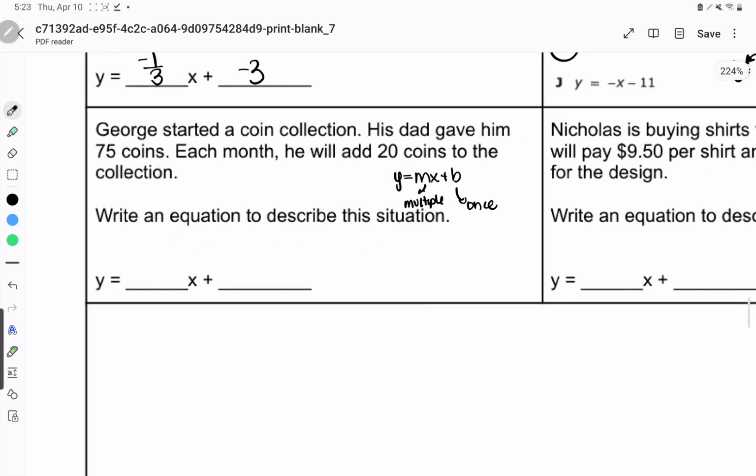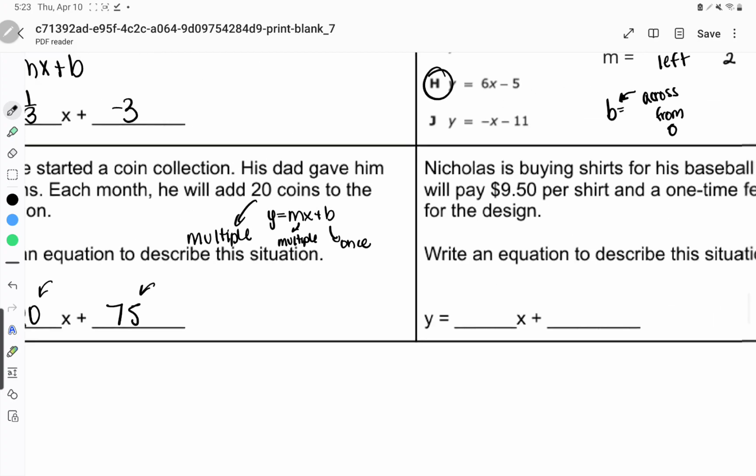Okay. So, his dad gave him 75 coins. How many times did that happen? Once. So this right here is 75. This next one says each month he added 20 coins. So that means every single month he's adding 20 coins, which means that's happening over and over and over again because each month he's putting 20 more in. So I have y equals 20x plus 75 because this one happens multiple times and this one happens once.